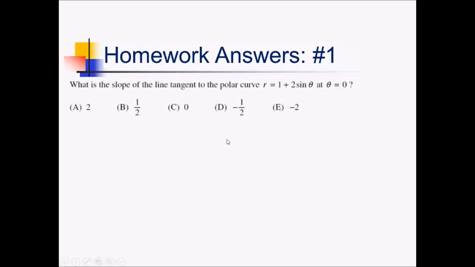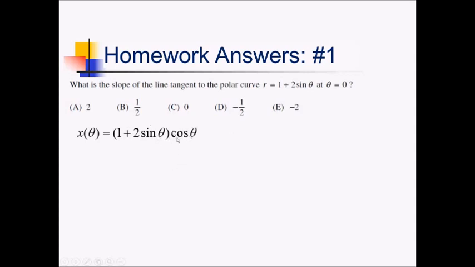So in general, to get dy over dx for a polar curve, we need to do y prime of theta over x prime of theta, which means we need to express this in terms of x and y first. So for x, in general, we have x equals r cosine of theta. So in this case, we have 1 plus 2 sine of theta, all of that times the cosine of theta.